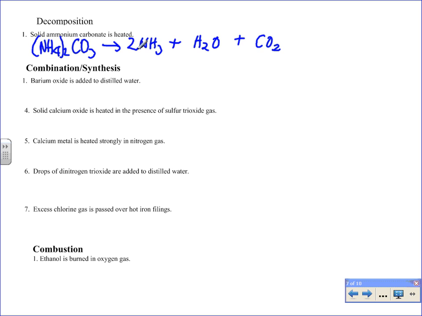Now, a few things in terms of this being a net ionic reaction. There's a solid here, and these are going to be all gases because this is being heated. So there's nothing to ionize in this case.